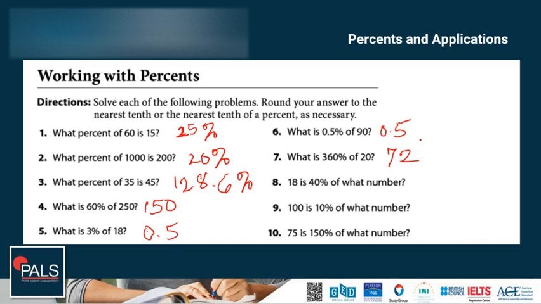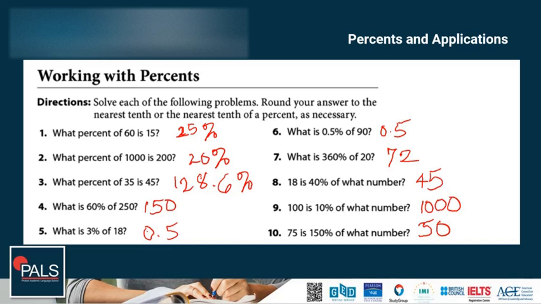Number 8, 18 is 40% of what number? 45 is the answer. Number 9, 100 is 10% of what number? The answer is 1000. Number 10, 75 is 150% of what number? The answer is 50. Okay, how many correct answers did you get?